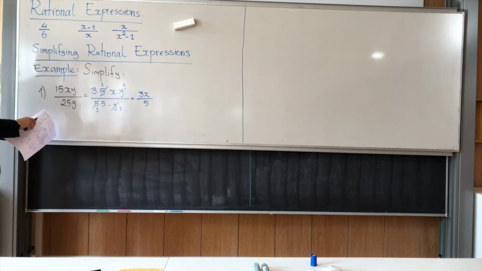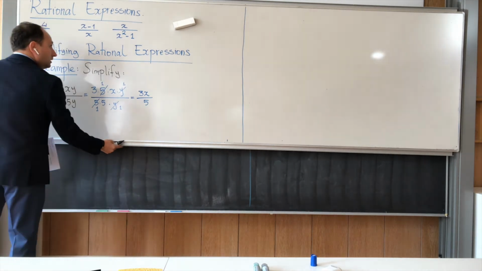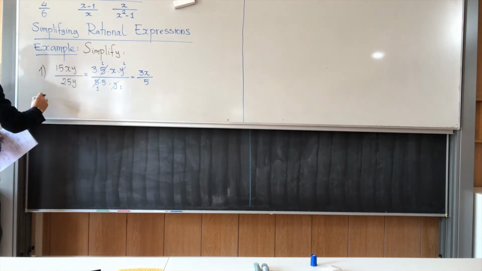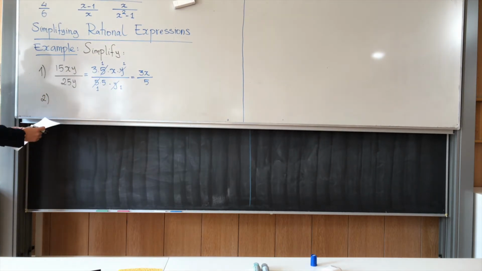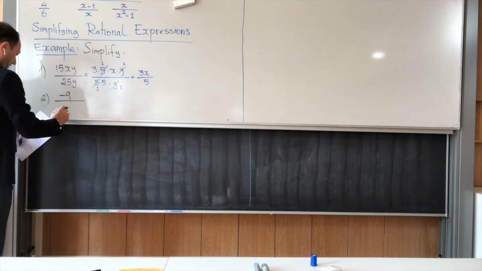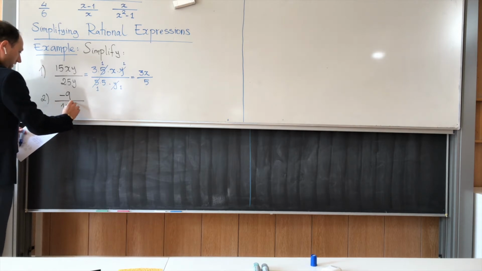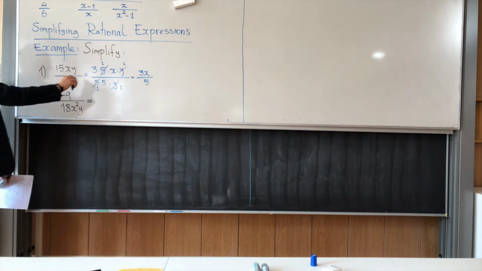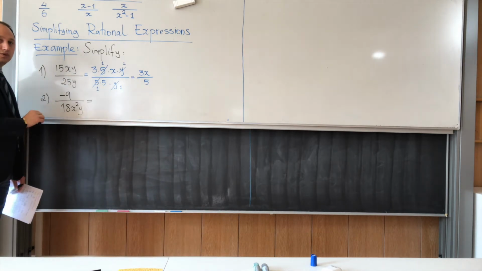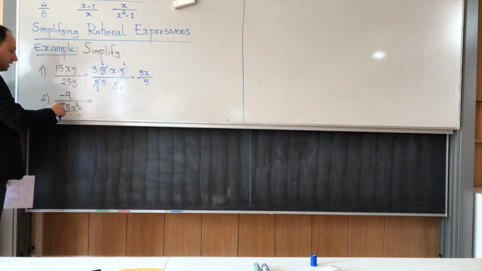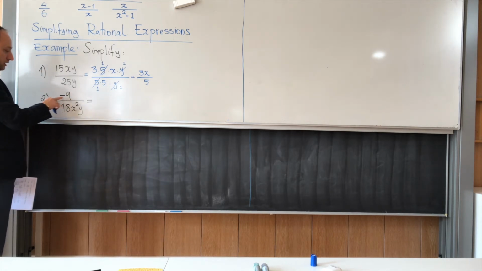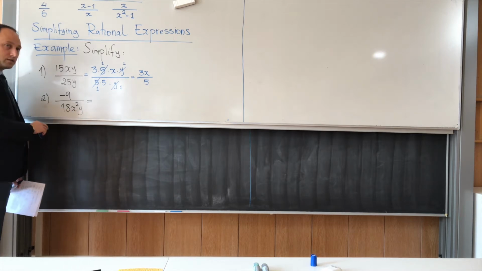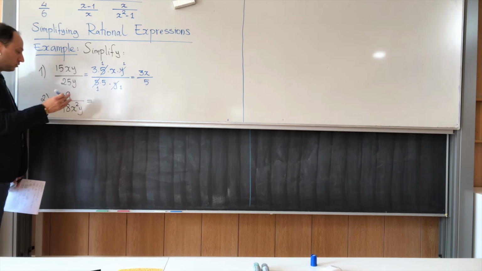Okay, now let us go to the next problem. So number 2, I have minus 9 divided by 18 x squared y. I don't think I really need to write all the details, but you need to respect all the details. You don't need to write them, but you need to think about them. Here I have one number, a product of 18 with 2 factors of x and 1 factor of y. All of them are in factorized form, so I can simplify.